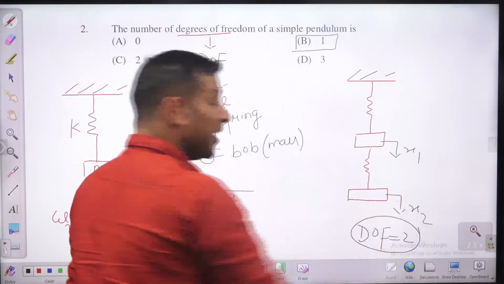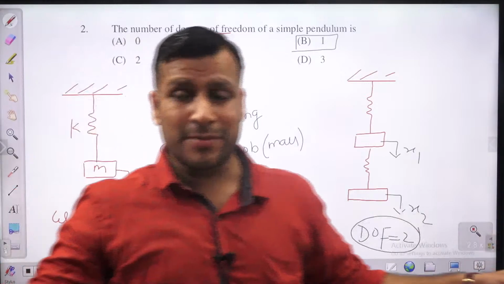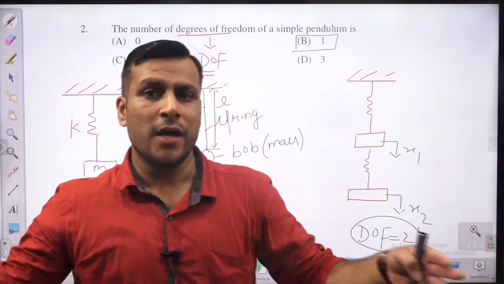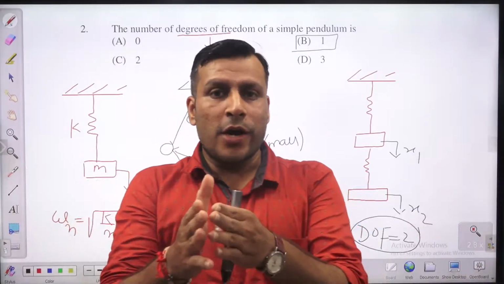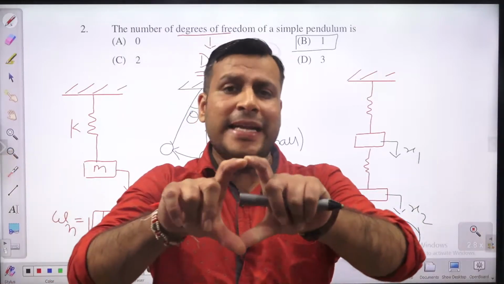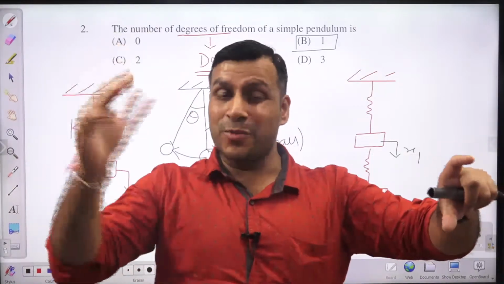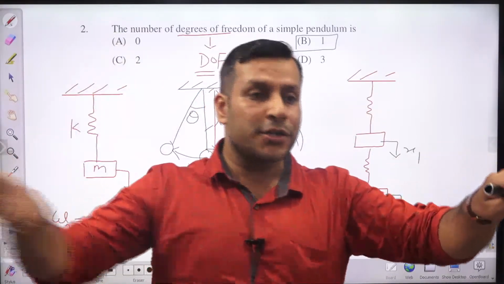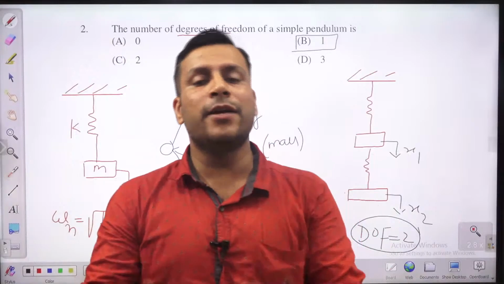One more thing, guys, let me tell you, if you have any kind of distributed system, like suppose you have a beam, whether it is a simply supported beam, or a shaft, it will have infinite degrees of freedom. If you have any distributed system where you can assume that an infinite number of masses are distributed over the entire length, then the degree of freedom becomes infinite.